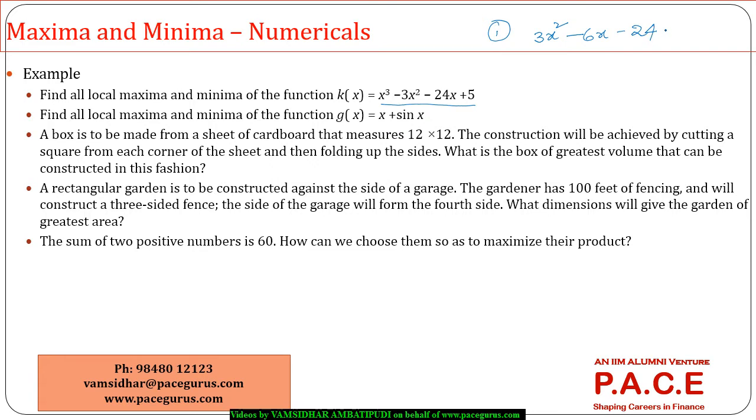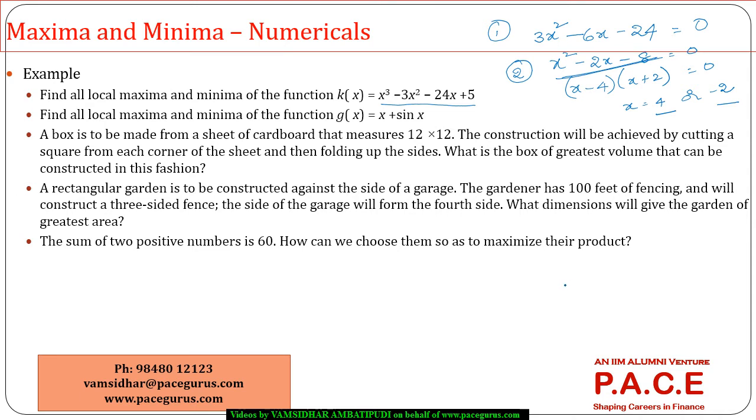I am finding the derivative and equating it to 0. When I simplify it, this becomes x squared minus 2x minus 8 equal to 0. If I solve for x, I write it as (x minus 4) times (x plus 2) equal to 0, making x equal to 4 or minus 2. So x equal to 4 and x equal to minus 2 are my critical points, which means my second step is done. Now I have to find the second derivative.